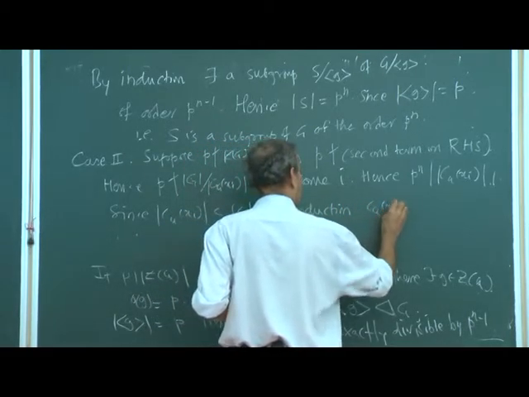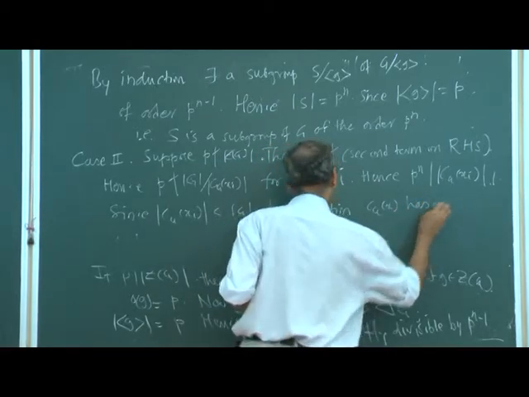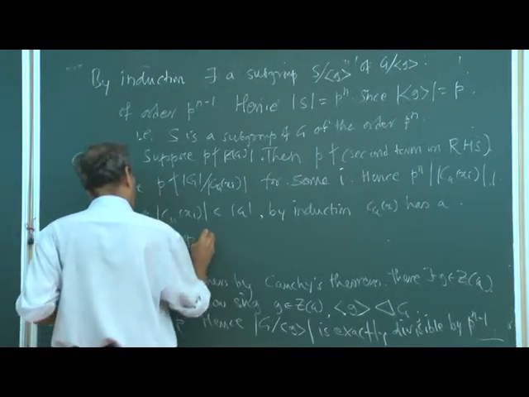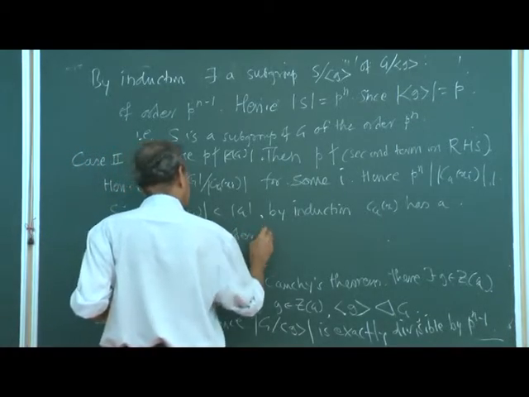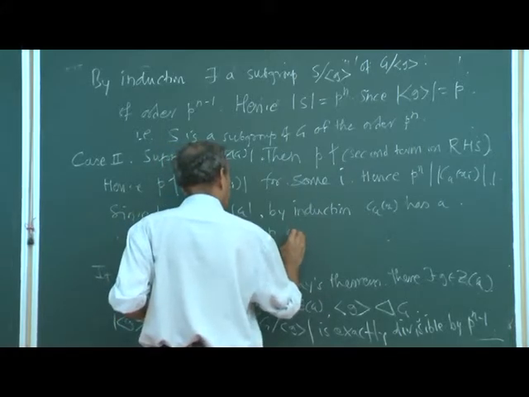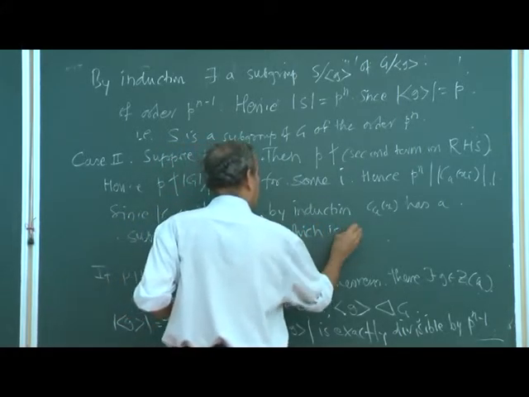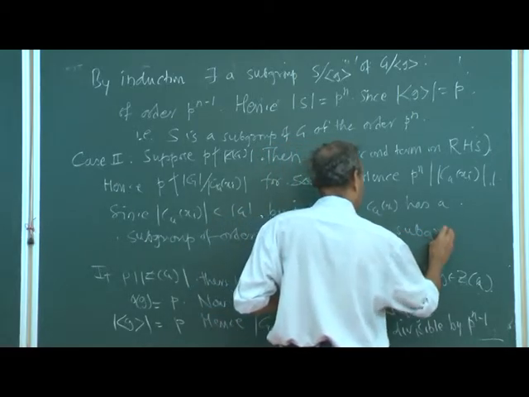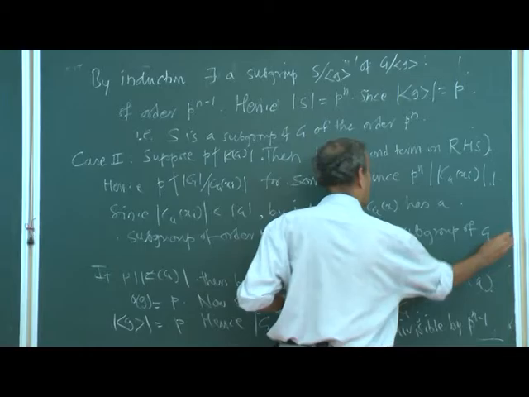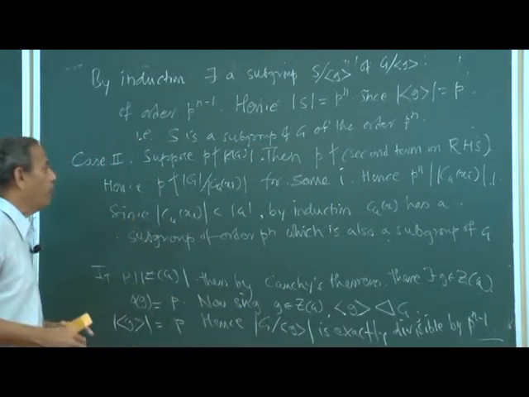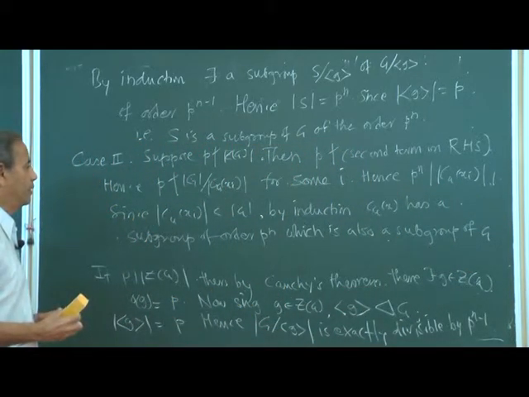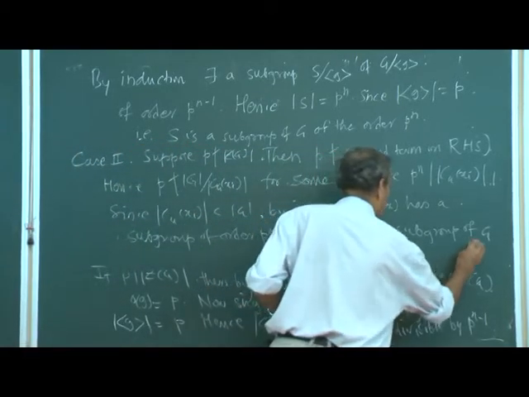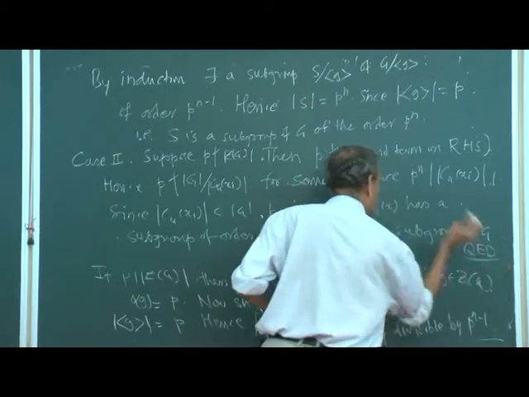Cg Xi has a subgroup of order P raised to n, which is also a subgroup of G, and it is of order P raised to n, and that is what we wanted to show. So, this gives the required subgroup. So, the theorem is completely proved.